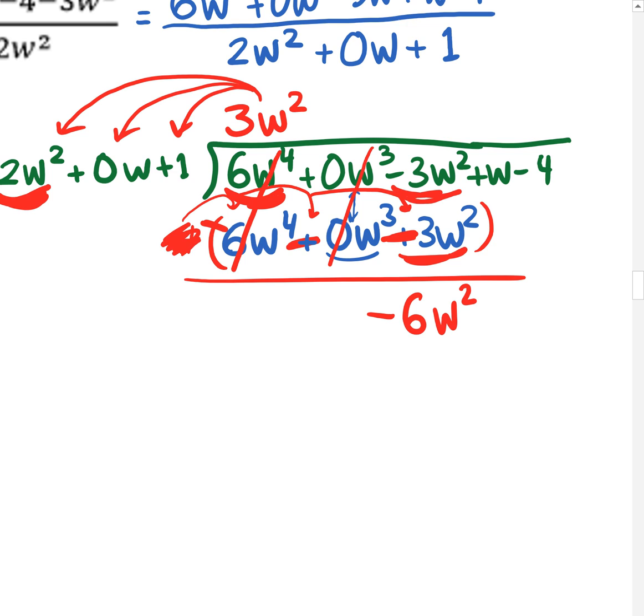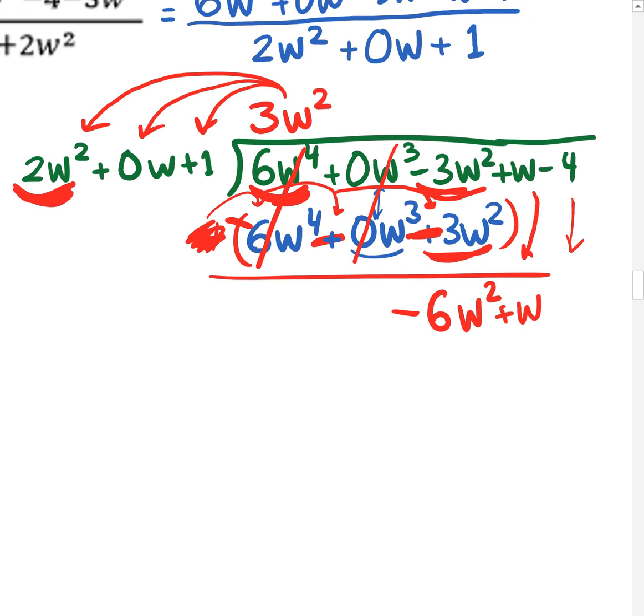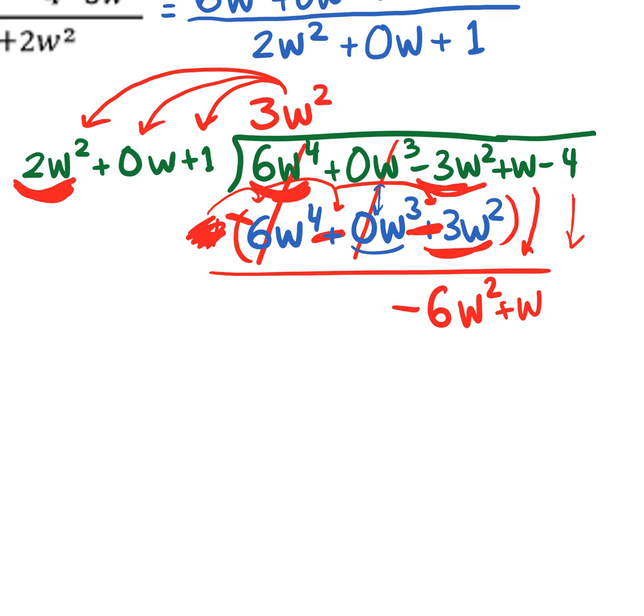Okay, we're good. Now let me bring down the next term, plus w. Okay, yeah. And I think we're going to have to eventually bring down this 4 as well in the same step, but I might not notice that right away, so I'm going to pretend like I don't know that. I'm bringing down the w and I'm going to continue from there.